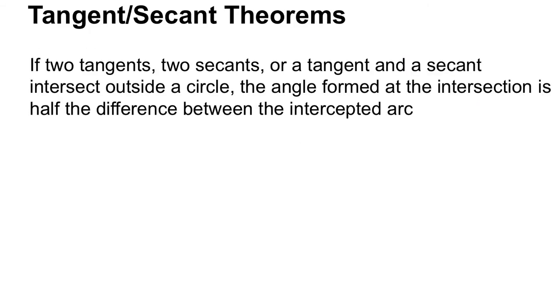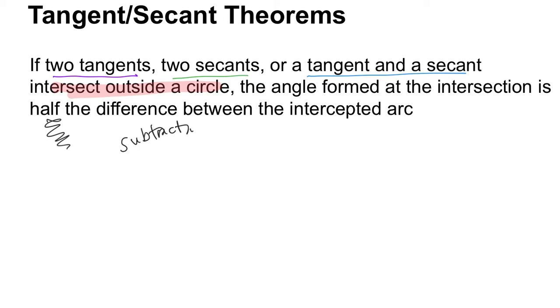So let's look at the secant and tangent theorem. This is going to work if you start with two tangents, or if you start with two secants, or even if you start with one tangent and one secant. As long as those two lines are intersecting on the outside of a circle, the angle that's formed in between them is going to be half the difference between the two intercepted arcs. So difference, remember, means subtraction.